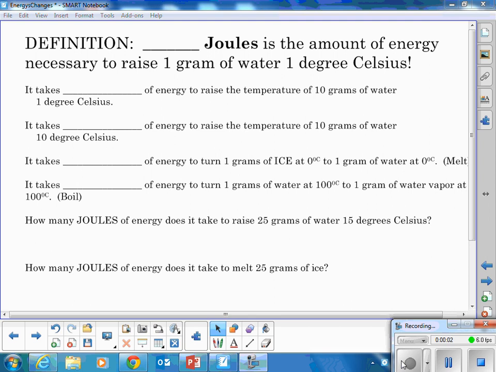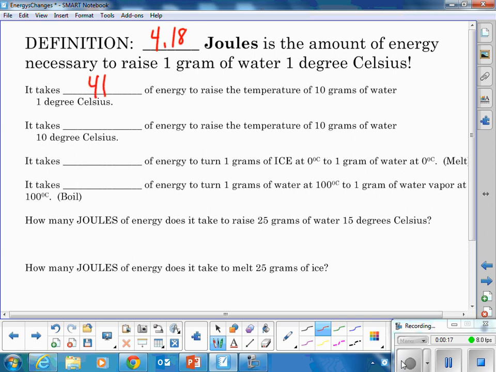I'd like to finish talking about these energy problems, and the one thing we still need to know is how to calculate energy in a phase change. So quick review, we know that it takes 4.18 joules to raise 1 gram of water 1 degree Celsius. So we said it took 41.8 joules to raise 10 grams of water 1 degree Celsius, or 418 joules to raise 10 grams of water 10 degrees Celsius. So what about melting and what about boiling?